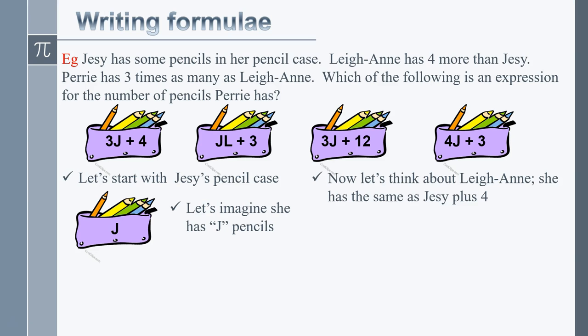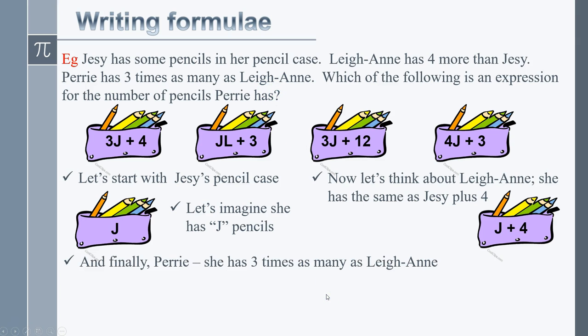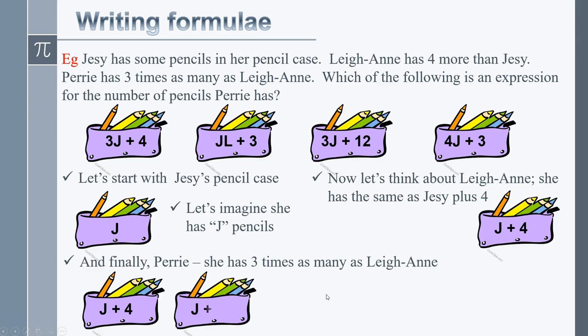And now let's think about Leanne. She's got the same as Jessie, but then another extra 4. So her pencil case is going to have that many pencils in it, J plus 4. Okay, and then finally, let's think about Perry. Now, Perry's got a whole load of pencils. She's got 3 times as many as Leanne's got. So, here we go. There's her pencil case. Effectively, she's got 3 lots of what Leanne has got.